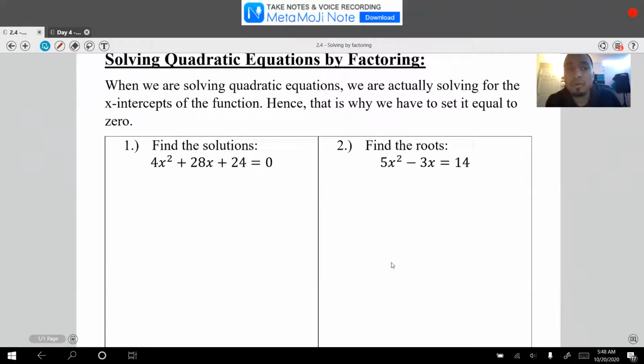So if you remember from when we went over the key features, I told you guys that to find the x-intercepts of any function, you can plug in 0 for y. To find the y-intercepts of any function, you need to plug in 0 for x. So that is basically what we're doing here. We're actually replacing the y with 0 because we want to find the x-intercept.